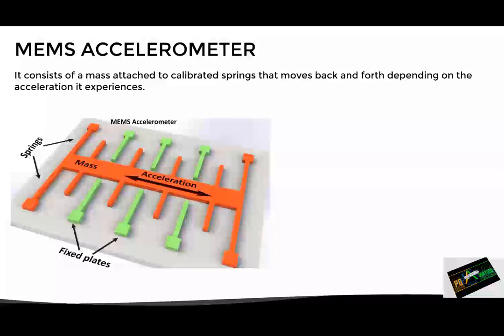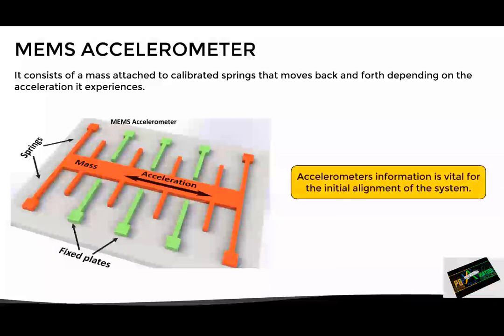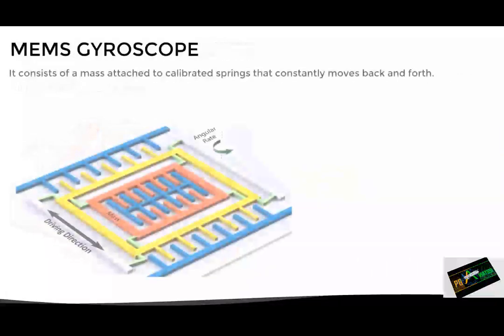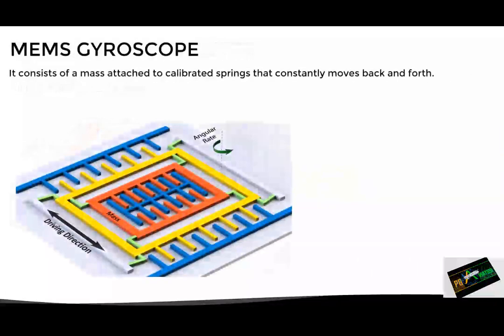The information from the accelerometers is vital, for example, for the initial alignment of the system, since they can detect the direction of gravity and use it as a reference to establish the position of the horizon. Apart from this, accelerometers are also useful for measuring changes in the attitude of the aircraft in terms of pitch and bank.